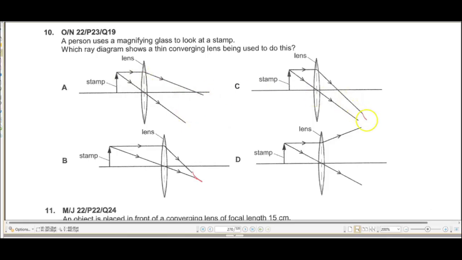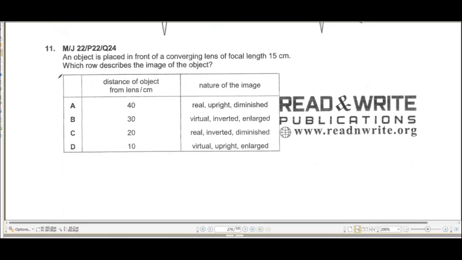Okay. So over here, they are going to converge at a point as well. And this is the wrong direction. Any line that is parallel to the principal axis after converging through the lens has to pass through the focal point of the lens, your principal focus of the lens. So here this is not happening, therefore these options are not correct. Only option A is correct. We've discussed this before as well.